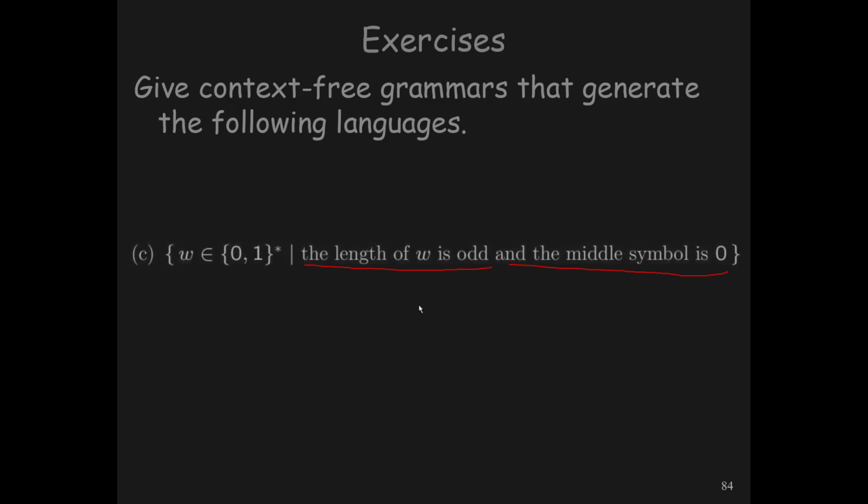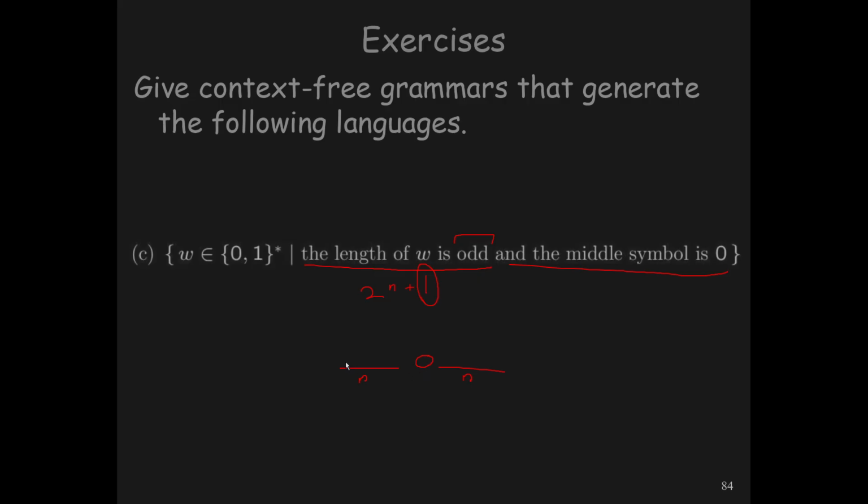Next one is the length of W is odd and the middle symbol is 0. Since it's odd, that means the length is of the form 2n plus 1. And the middle symbol, which can be considered as the 1 here, is 0. So you have the 0 and then n symbols, some number of symbols, and then the same number of symbols on the right, okay?